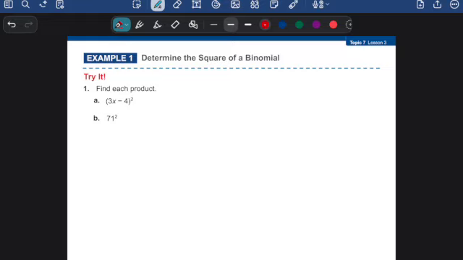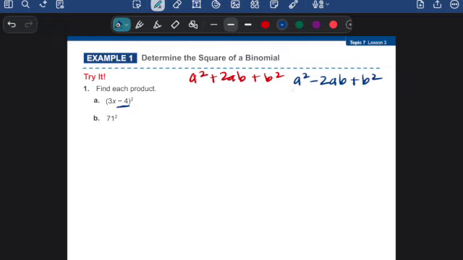So again, we're going to look for that pattern, a squared plus 2ab plus b squared, or if it's negative, we're just subtracting 2ab plus b squared. Okay, so which pattern are we doing? Well, we're subtracting 4, which means we're adding a negative 4. So we're going to apply the second pattern where it's minus 2ab.